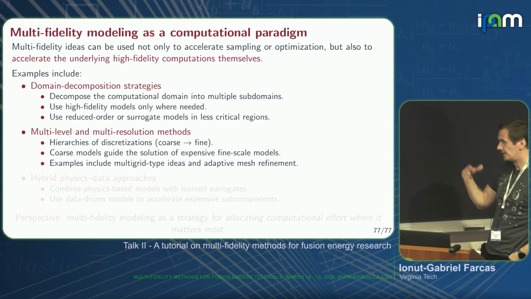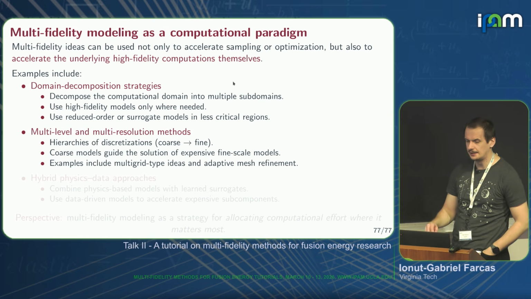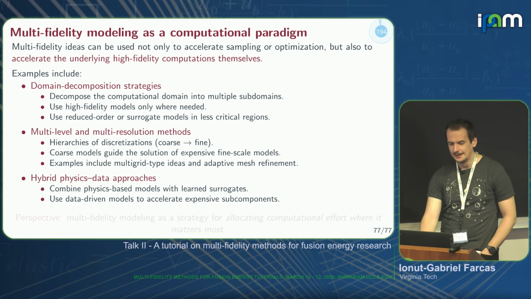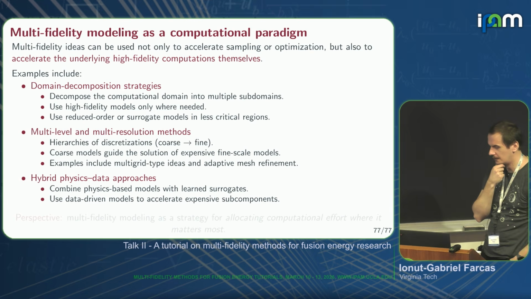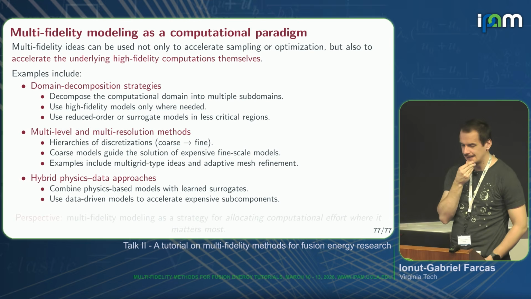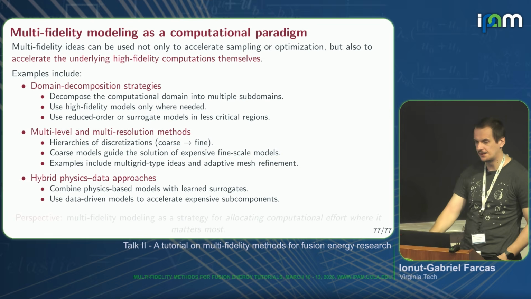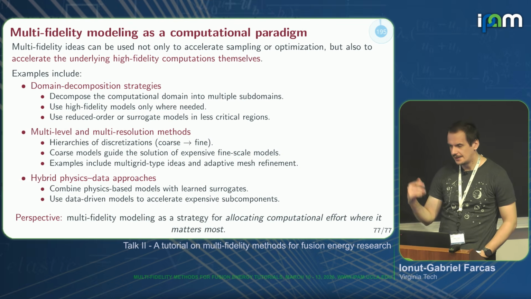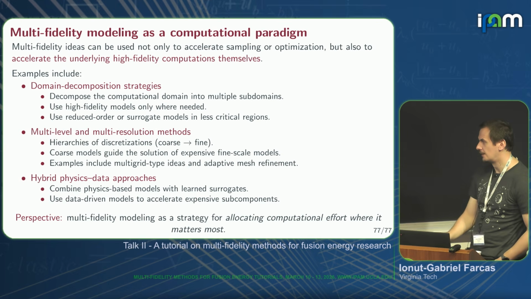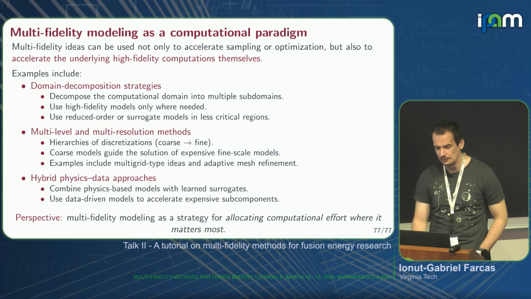Multi-level, multi-resolution methods are also an example, and as Jeff mentioned on Monday, this idea is definitely not new. It's just reused and refined in different communities. And of course, we have these hybrid physics-data approaches where we can combine physics-based models with learned surrogates. An example being closure modeling, and I think we'll have a few talks in the workshops focused on this. So the point is, we're not restricted to using multi-fidelity methods only for outer loops.